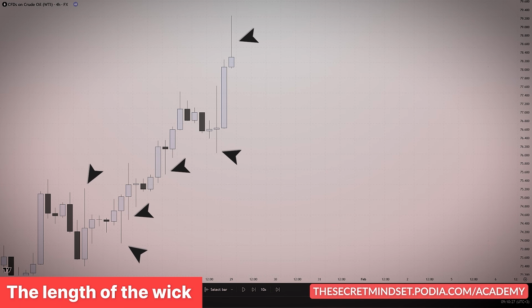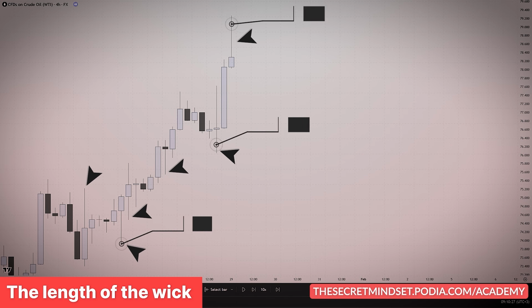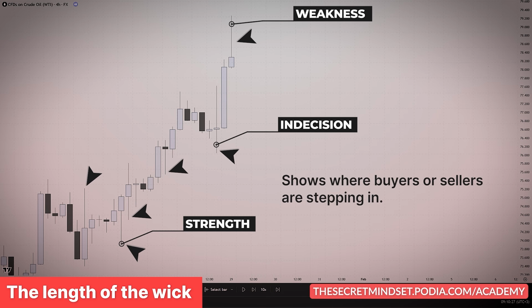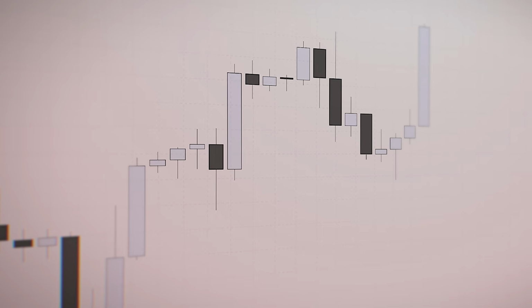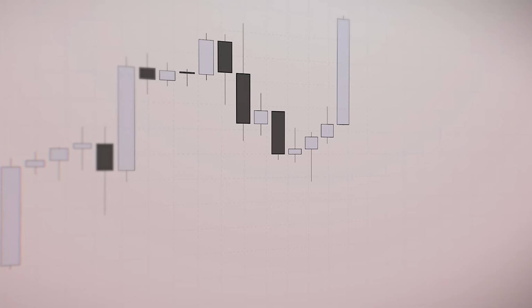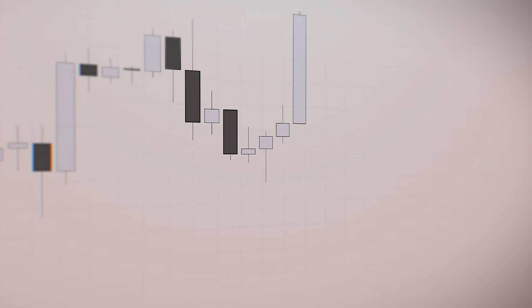The length of the wick, whether at the top or bottom of the candle, should always be a main point of focus. It instantly reveals strength, weakness, or indecision in the market. And most importantly, it shows you where buyers or sellers are stepping in. Now, considering the spread of the candlesticks and their wicks, here are the key patterns you should consider.